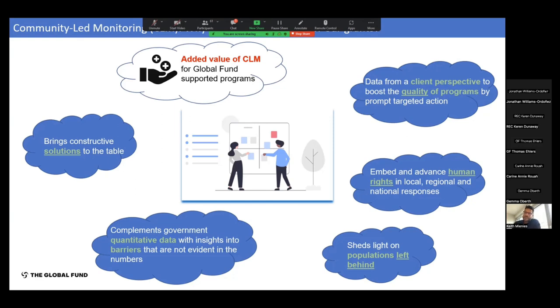It complements quantitative data from routine monitoring and evaluation and provides some really critical insights from a qualitative perspective on how people are experiencing services. And it is an opportunity to strengthen the relationship between the clients or service users and the service providers by bringing solutions to the table. Next slide, please.